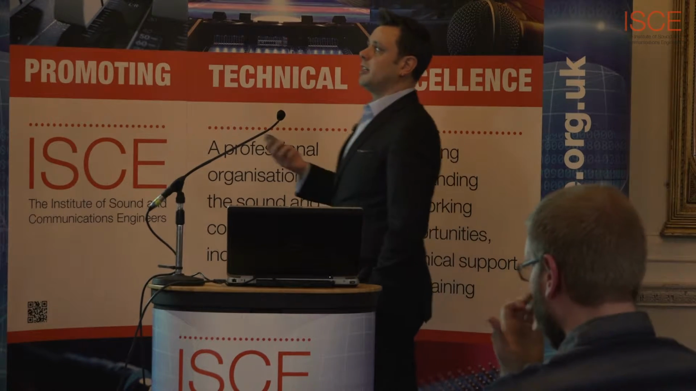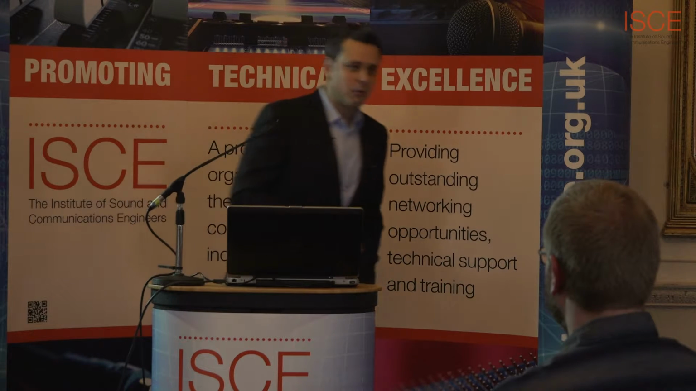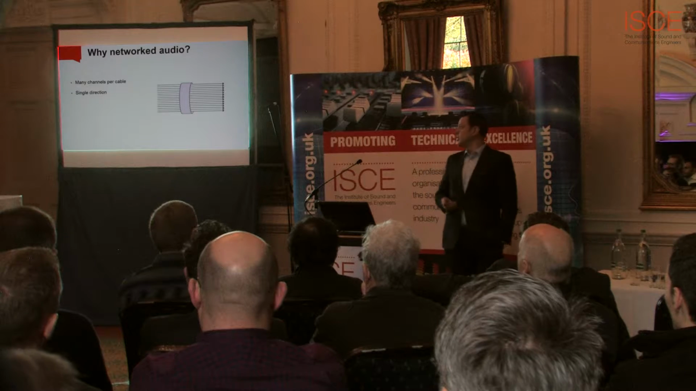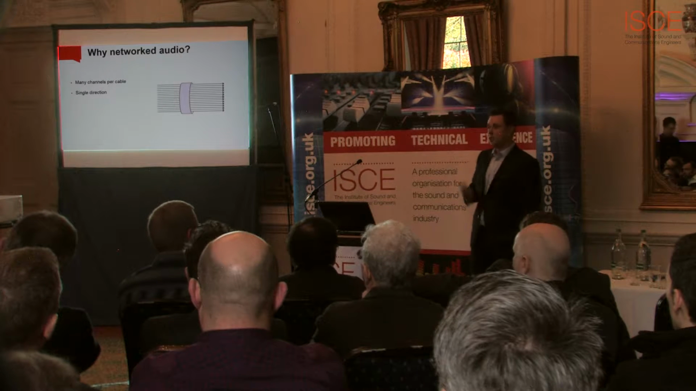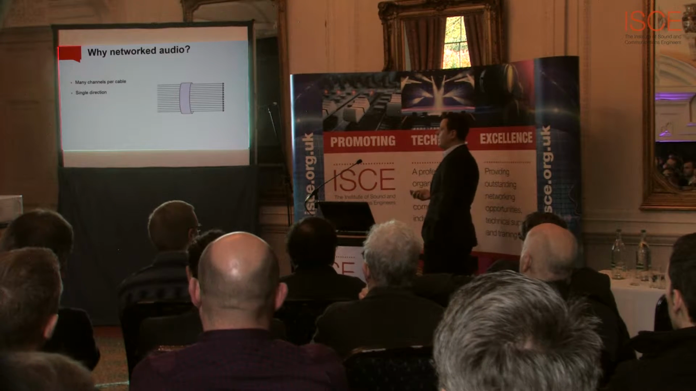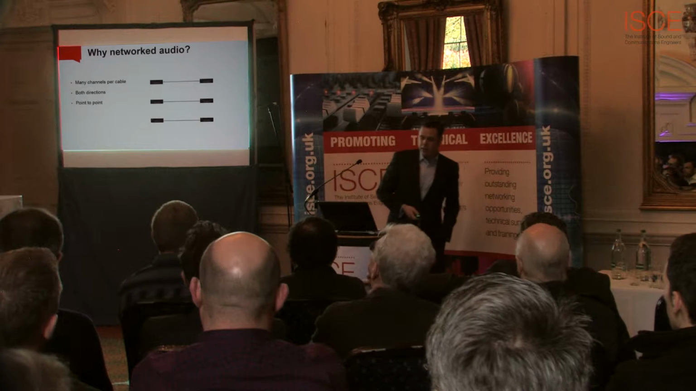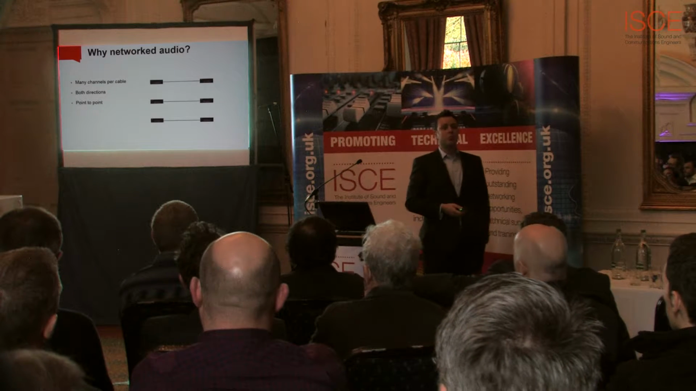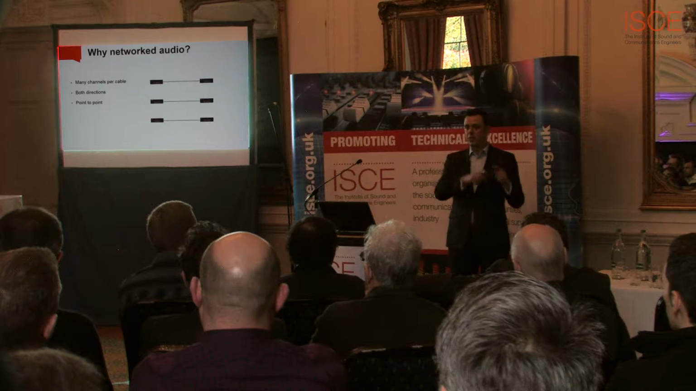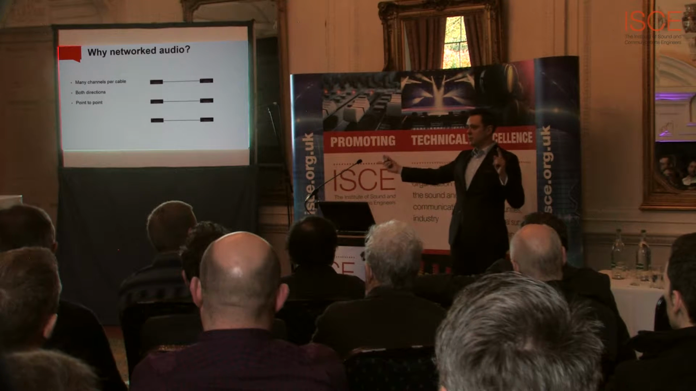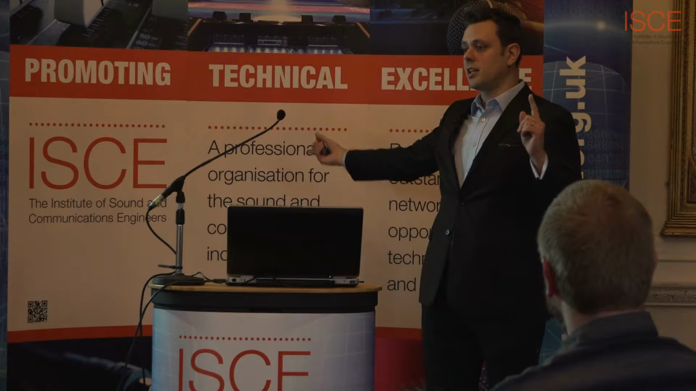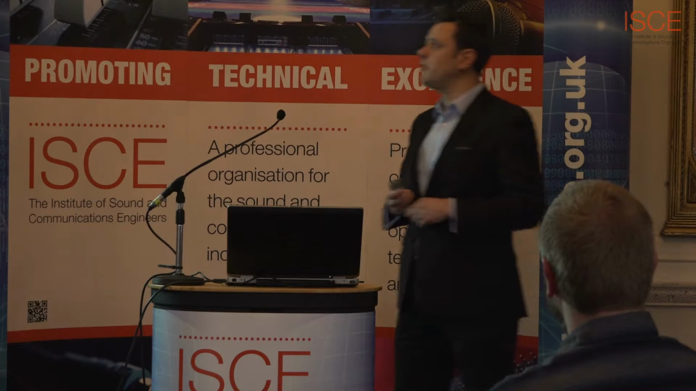The first one is that, by and large, analog audio forces us to use one cable per channel and only one direction. Of course, network audio does allow, in every single case that we will look at, multiple channels per cable and in both directions per cable. That already makes the wiring a lot simpler. The other thing about analog audio is that it's point-to-point. If I want to send audio from A to B, I need a cable from A to B. If I want from B to C, I need a cable again, and a cable again.